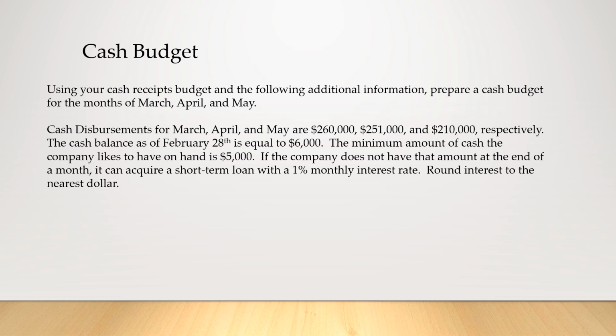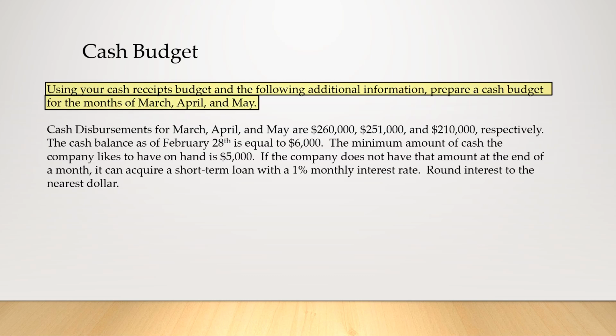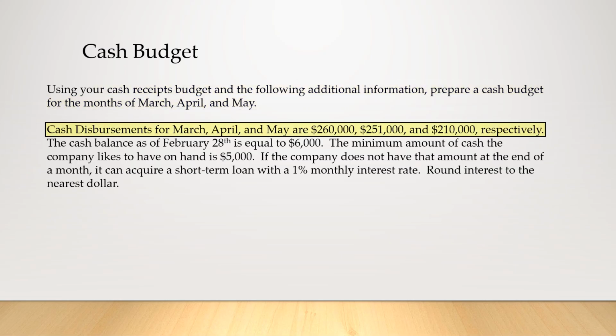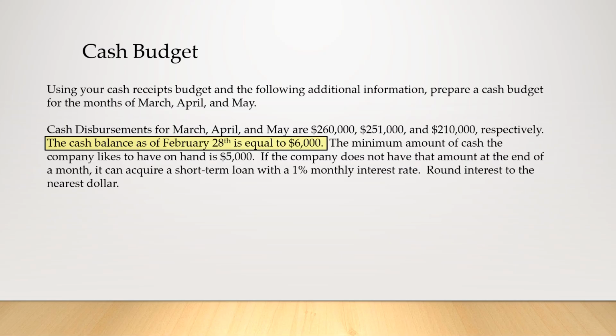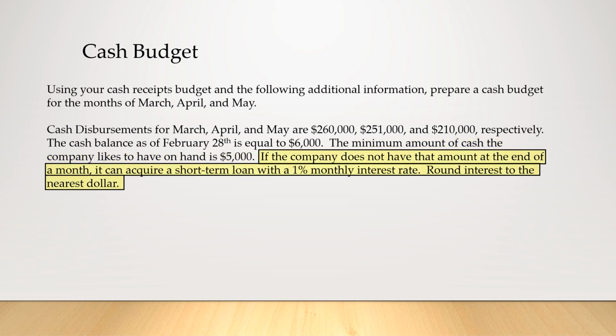Flip over one page to page 11. Using your cash receipts budget and the following additional information, prepare a cash budget for the months of March, April, and May. Cash disbursements for March, April, and May are $260,000, $251,000, and $210,000 respectively. The cash balance as of February 28th is equal to $6,000. The minimum amount of cash the company likes to have on hand is $5,000. If the company does not have that amount at the end of the month, it can acquire a short-term loan with a 1% monthly interest rate. Round to the nearest dollar.